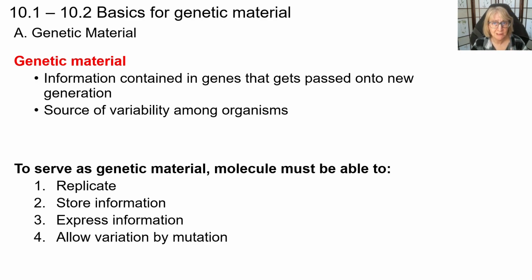In order to be genetic material, you have to be able to replicate, because you have to be able to pass on an accurate copy. It has to be information that can be stored. It has to be accessible in a way to allow that information to be expressed, and it has to be able to be varied. So over time, little changes can sort of randomly appear. There have to be mutations. So these four count as anything that fits those requirements can be genetic material.